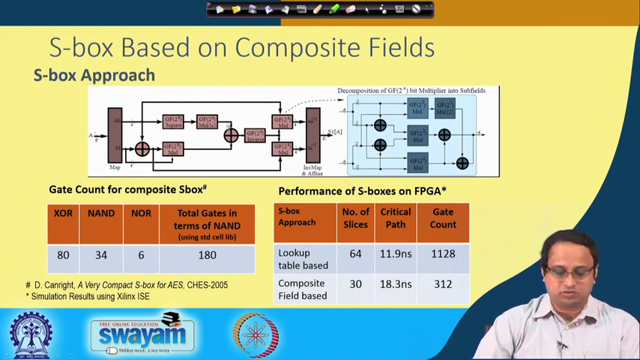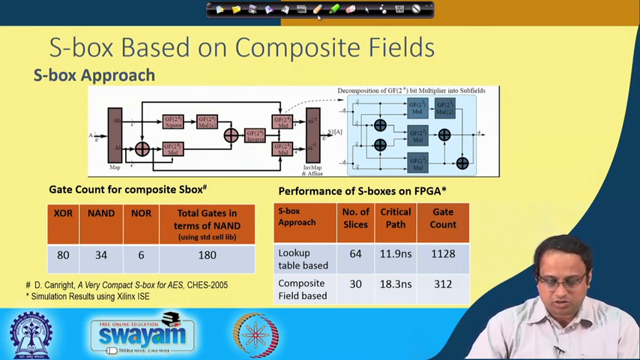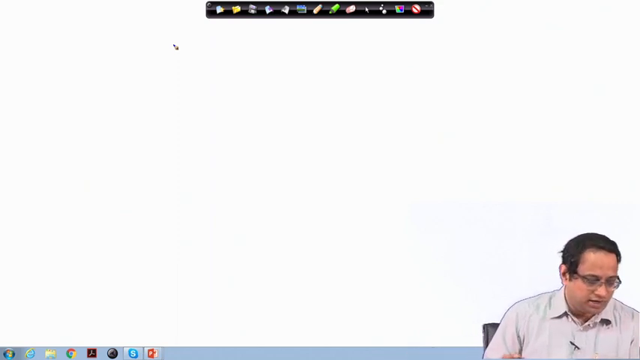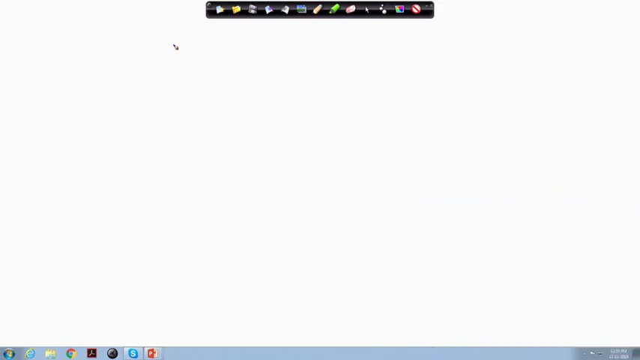So, let us come back to this slide where we were discussing the S-box on composite fields, and take a quick look into this architecture. How does it essentially work? In order to do that, I will go into the math of this design. Suppose you have developed a design where you have transformed the element from GF(2^8) to GF((2^4)^2).